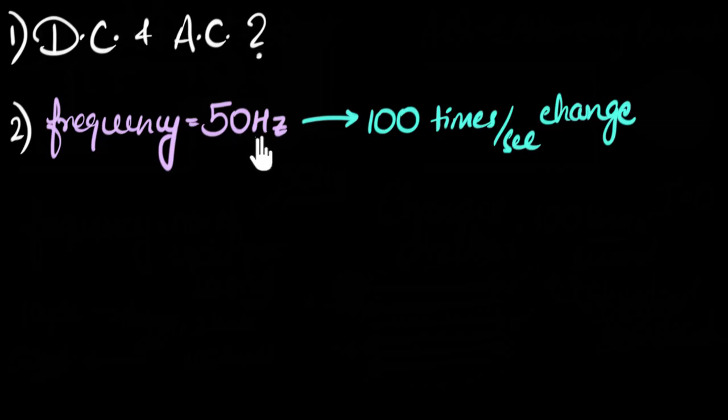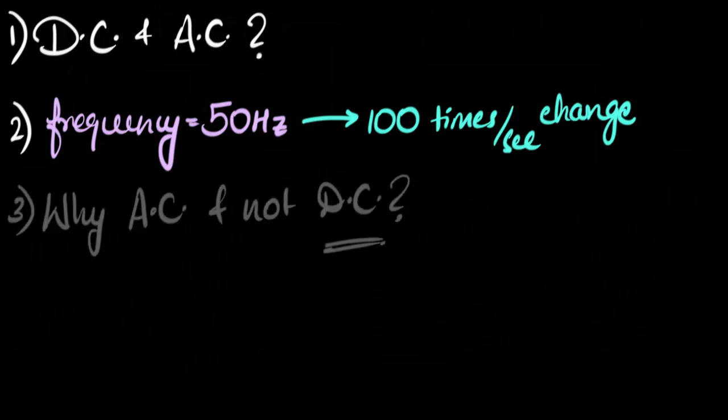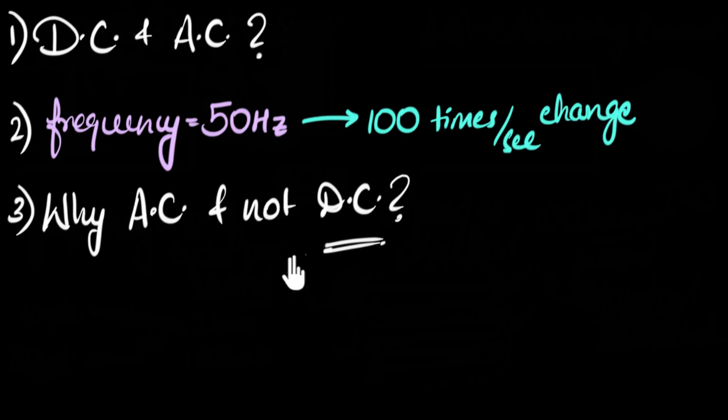If frequency is 50 Hertz, that means that the current is changing its direction 100 times per second. Okay, try to explain this, say, to your friend or to someone in your family. It's a super important concept over here. Finally, can you now explain why we go for AC when it comes to power transmission to all our houses and not DC?